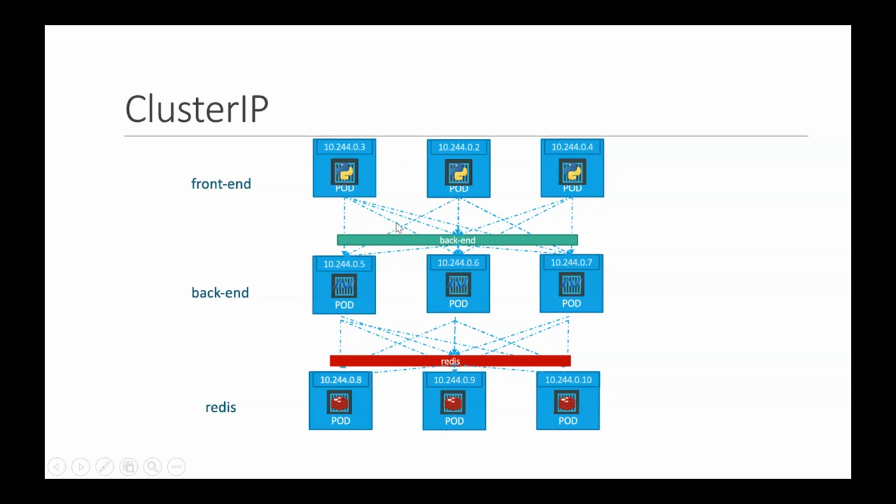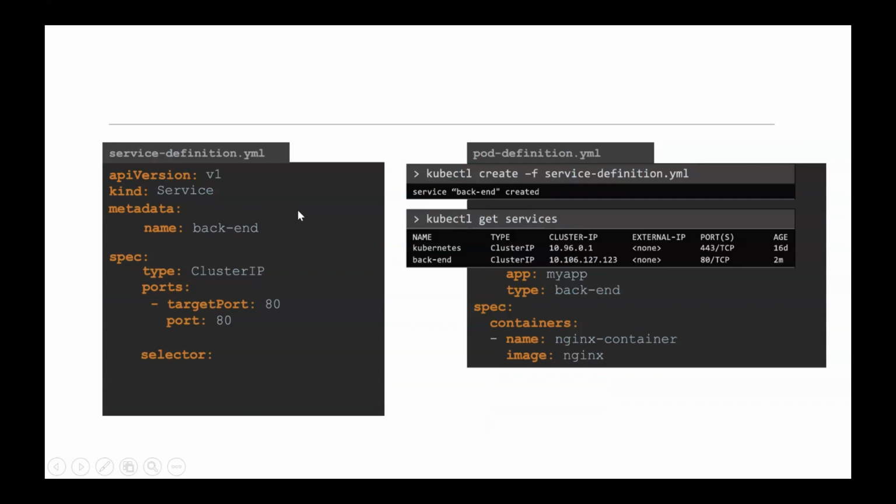If you are creating the YAML of the cluster IP service, you don't need to provide the type. Even if you don't provide the type here, it will automatically take cluster IP. Okay, so this is the YAML definition of creating the cluster IP service. Everything is same, just the type is different. And we are not providing node port because that is not needed here. We just need the service port along with the target port.